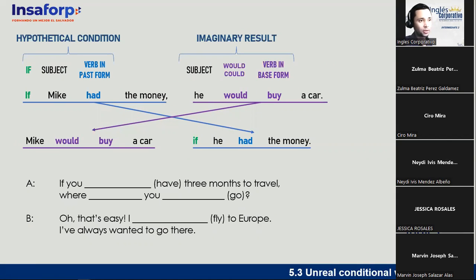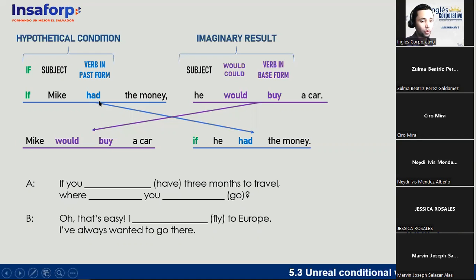Unreal conditionals are called unreal because they are not real. Por eso se llama unreal conditional, porque expresa una condición que no es real. Okay, solo está en su imaginación.